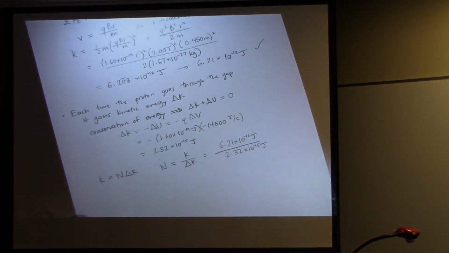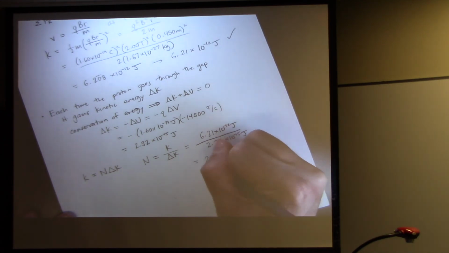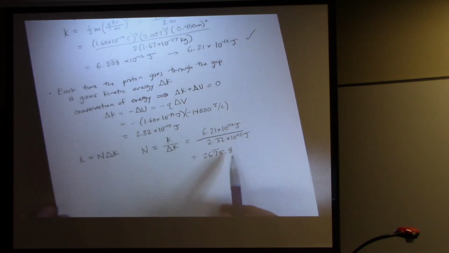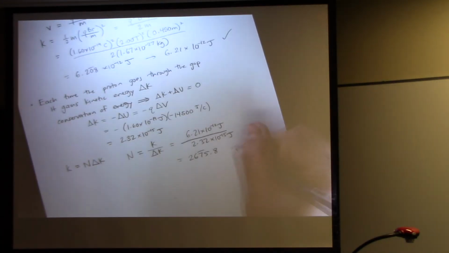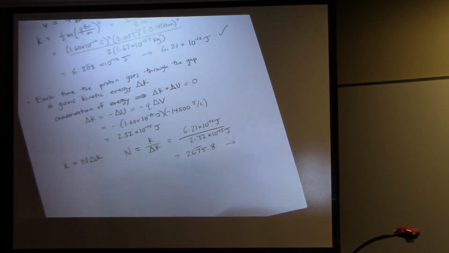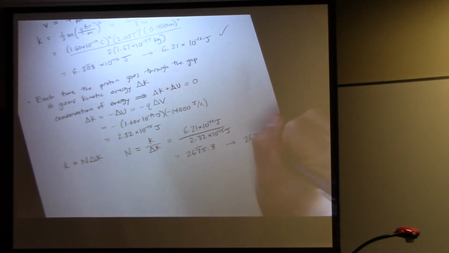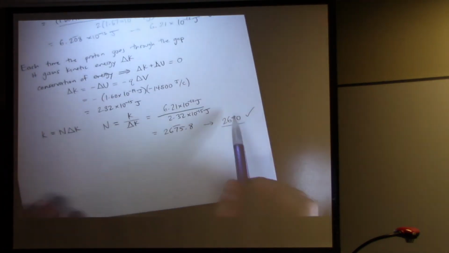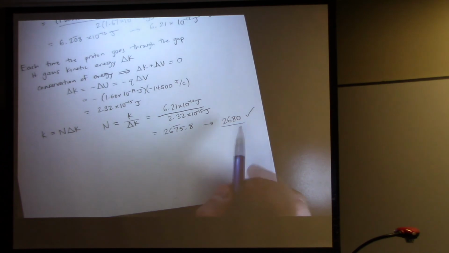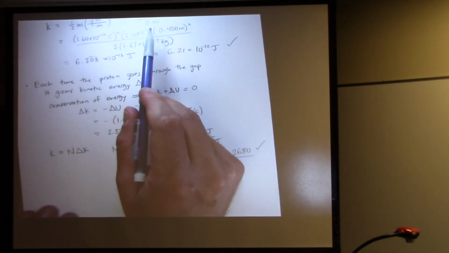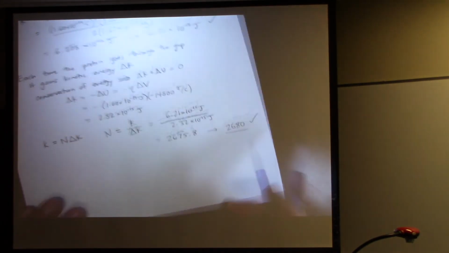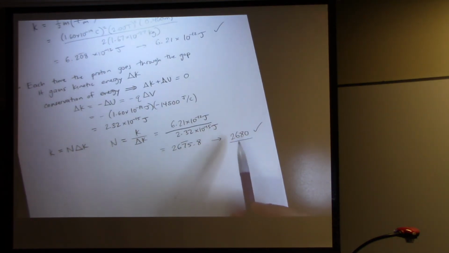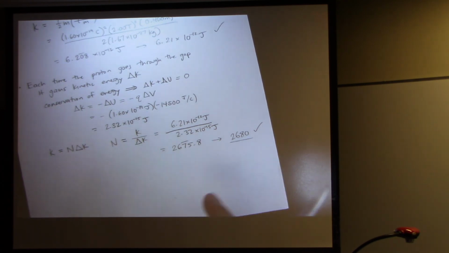And what does this give us? This gives us 2,675.8. And so that's the number of times it goes through the gap, but strictly speaking, we round this to 2,680. So that's how many times it needs to actually go through that gap to get to this final energy. Okay, so the animation I showed you actually greatly understates how many times it goes through the gap. It goes through it thousands of times. Okay?